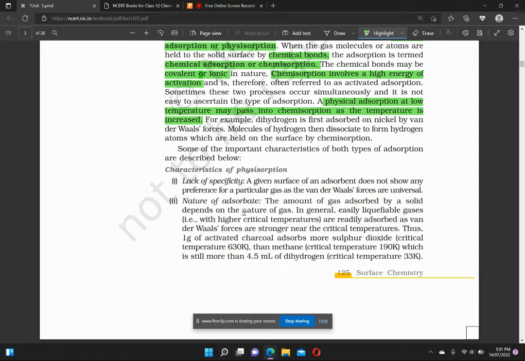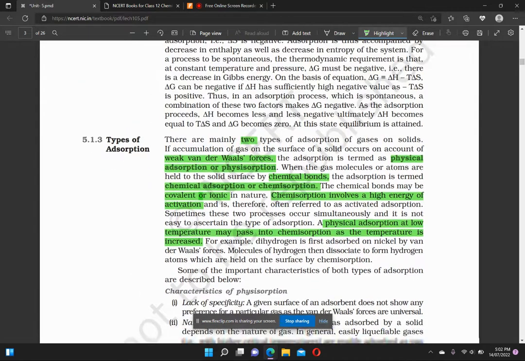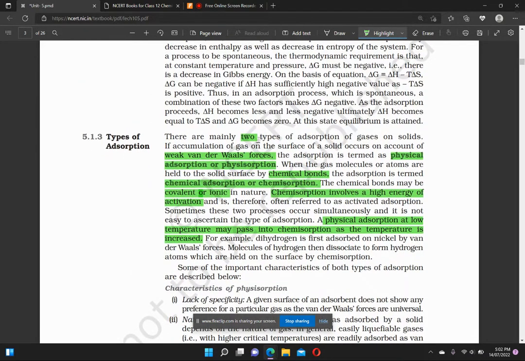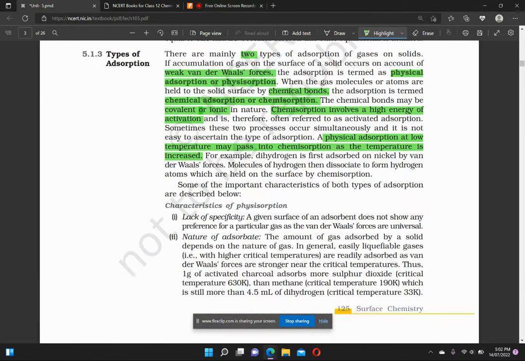Now let us see the characteristics. In types of adsorption, this much is enough: there are two types, physical and chemical, and chemical can have covalent or ionic bonds. Chemisorption involves a high energy of activation compared to physisorption, and physical adsorption at low temperature may pass into chemisorption as the temperature is increased.